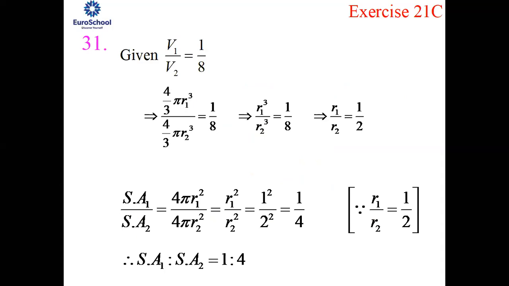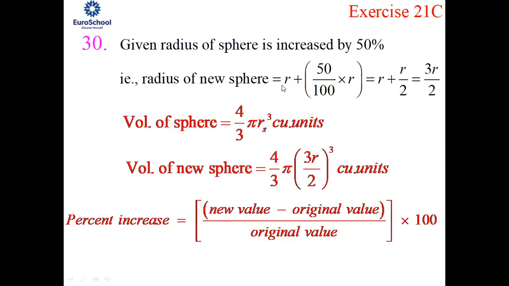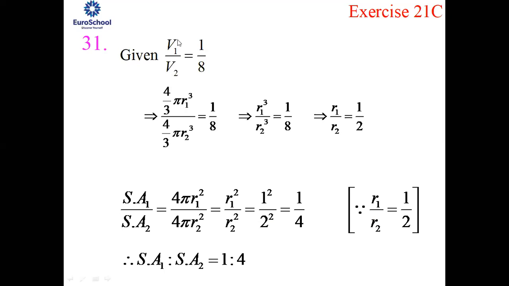So what is being given to us? Ratio of volumes of two spheres. We will take the volume of one sphere to be V1 and the volume of the second sphere to be V2. So V1 upon V2 is in the ratio 1:8, so it is equal to 1/8. Now, what is the formula for volume of a sphere? It is 4 upon 3 pi r cube. Just to denote the radius of the first sphere, I mentioned it as R1, and radius of the second sphere as R2.